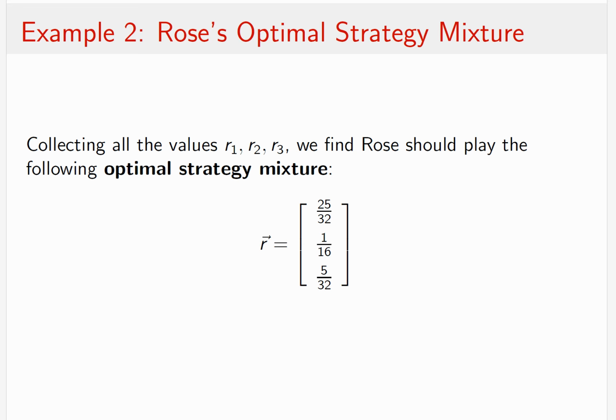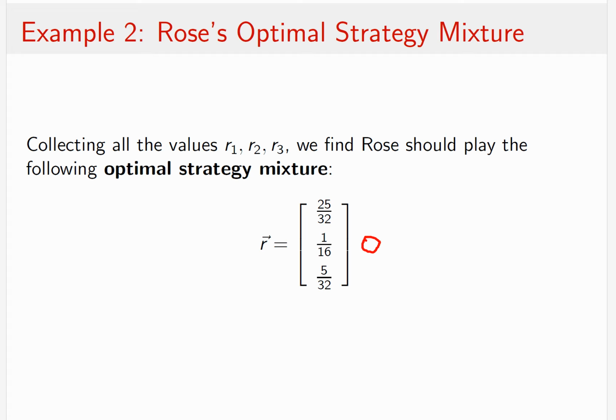But let's take a look, right? So basically, now that we've got R1, R2, and R3, we can create this vector. And I like representing the optimal strategy mixture as a vector, right? The vector R has as its components the percentage of times that Rose should play her active strategies. Now, if a strategy is not active, there's going to be a 0 for that component. You play it 0% of the time, okay?